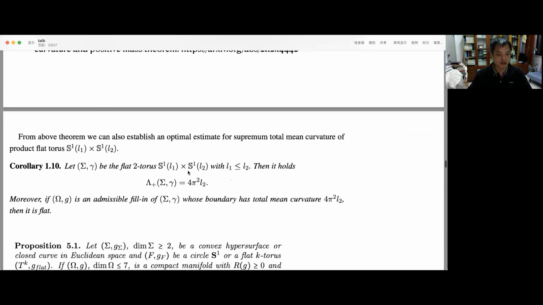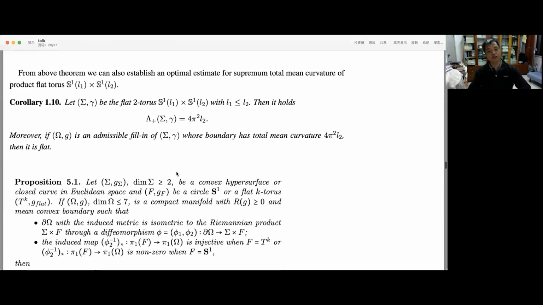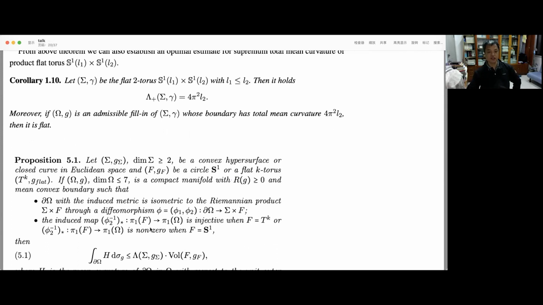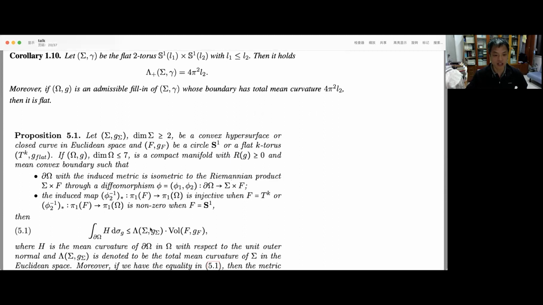And we will also have more specific values. If Gamma is a flat torus, then we can get this. And also we have some more general results like this. And I think Jingtian will talk more later, so I will not go any further here.